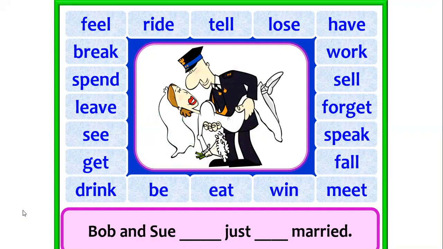Let's answer the following example. Bob and Sue. Here we have Bob and Sue. So the subject is they. So the verb will be have. So Bob and Sue have just married. So which verb? Yes, you're right. Have just get married. But will we leave it get? No, we will change it to the past participle. And what is the past participle of get? It's gotten. So Bob and Sue have just gotten married. Easy, right?